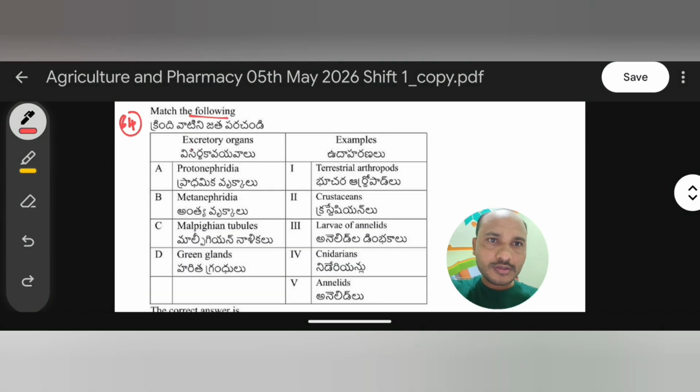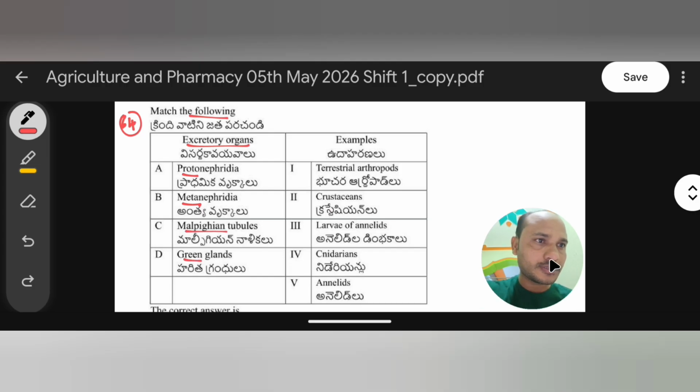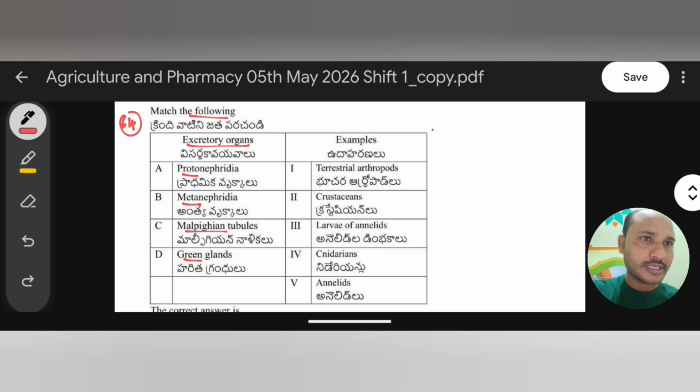Match the following type of questions. So here excretory organs are given like protonephridia, metanephridia, Malpighian tubules, green glands. Here are examples. So let's start some explanation on these excretory organs. So the evolution of excretory organs in various phyla we will discuss.